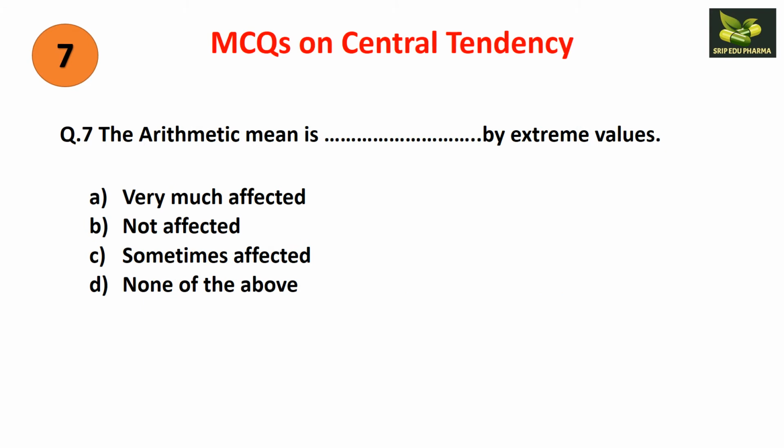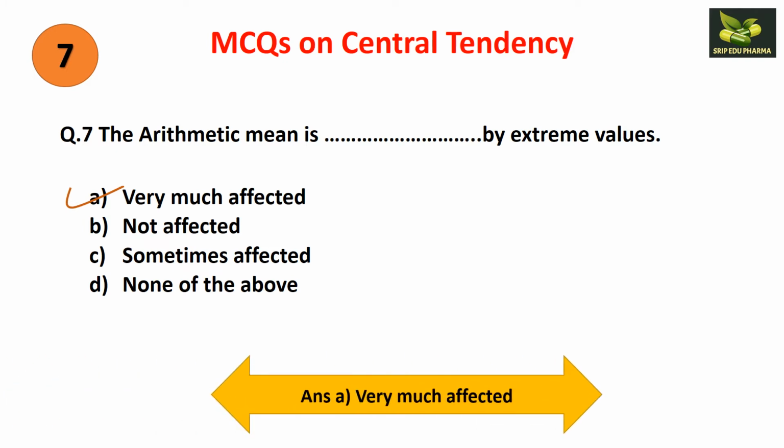Question number 7. The arithmetic mean is dash by extreme values. A. Very much affected, B. Not affected, C. Sometimes affected, or D. None of the above. So think what the answer will be. The answer will be A, that is very much affected, because in the mean, extreme values matter, but for median and mode the extreme values have no effect.